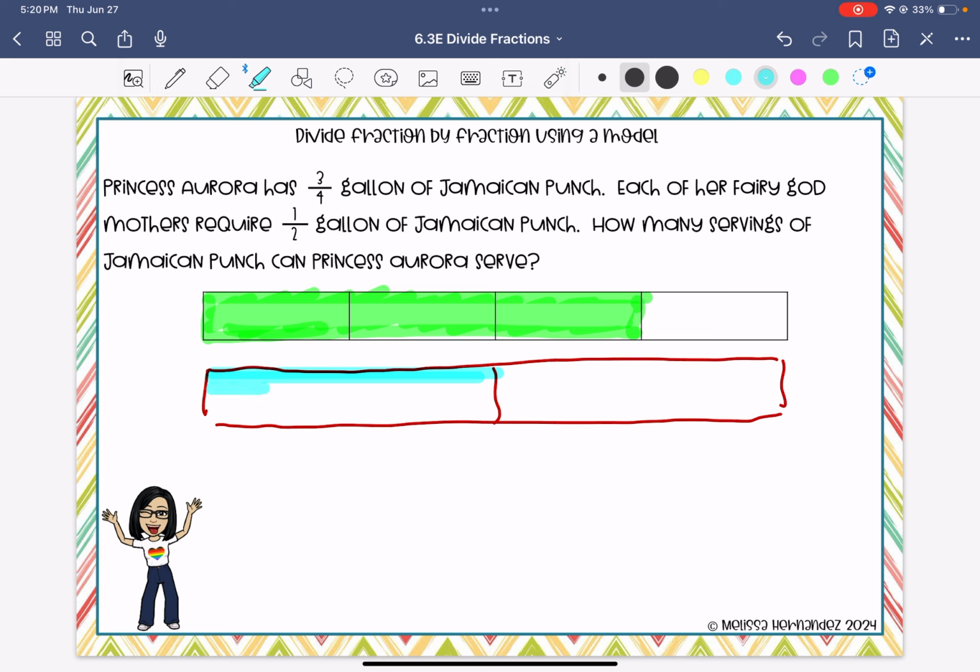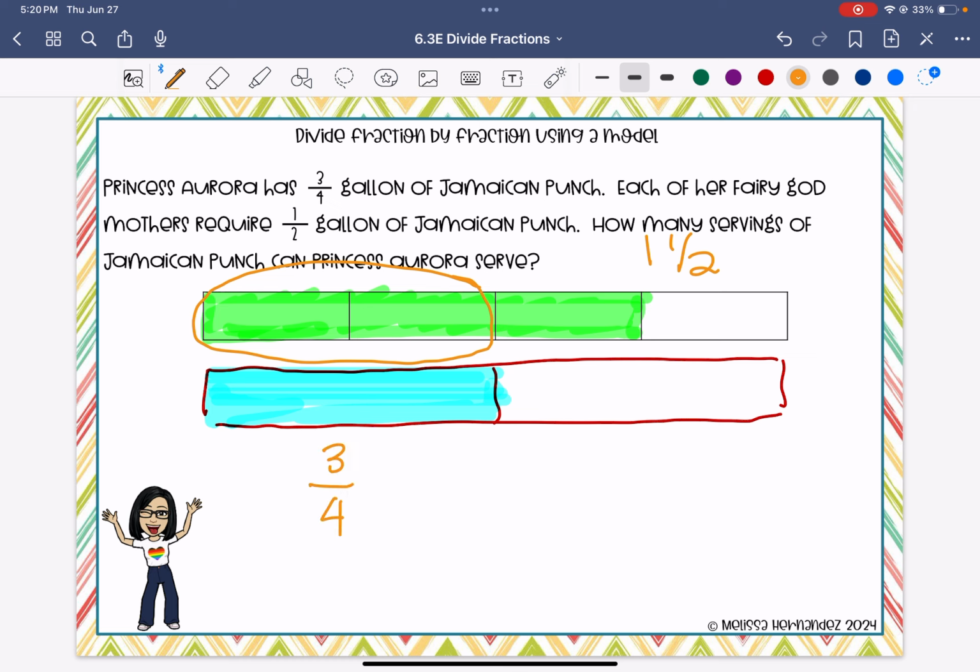Now, when you see it, you go, well, there's 1/2, so that means there's 1 serving already. But we only have half of another serving, so my answer is 1.5.